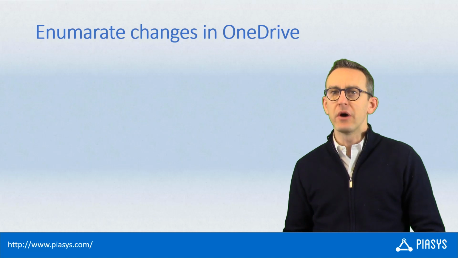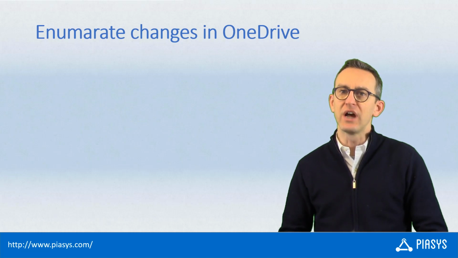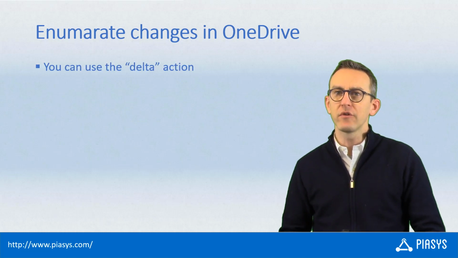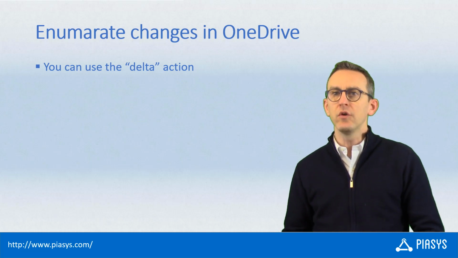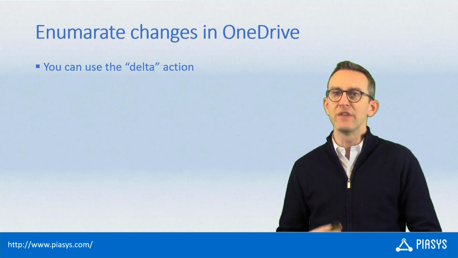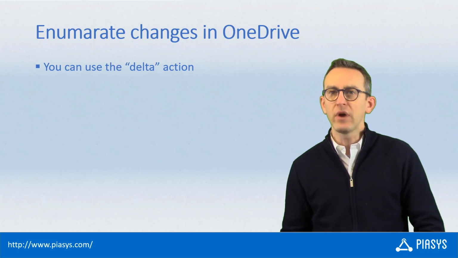Today I want to talk with you about how you can keep track of changes that happen on items that you have in OneDrive. In fact, through the Microsoft Graph, there is an action called Delta that you can use to collect all of the changes that happened to the OneDrive items since the last time you collected them. How can you do that?